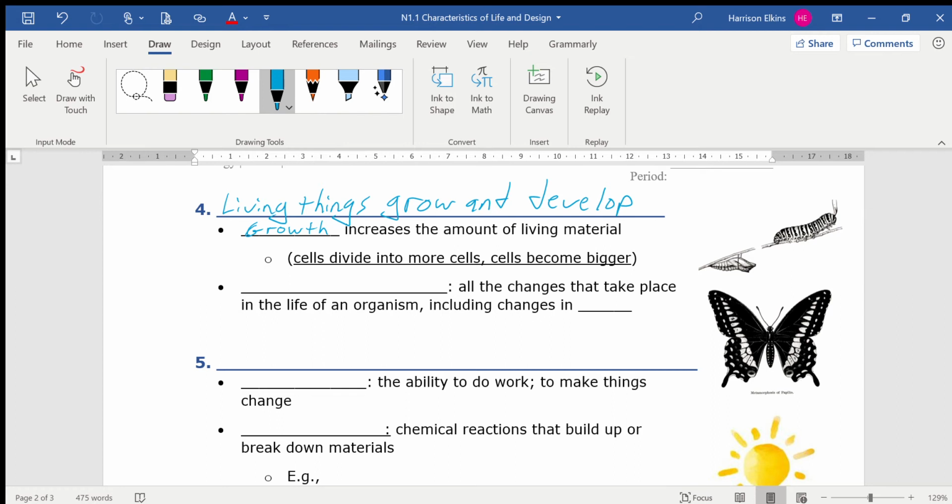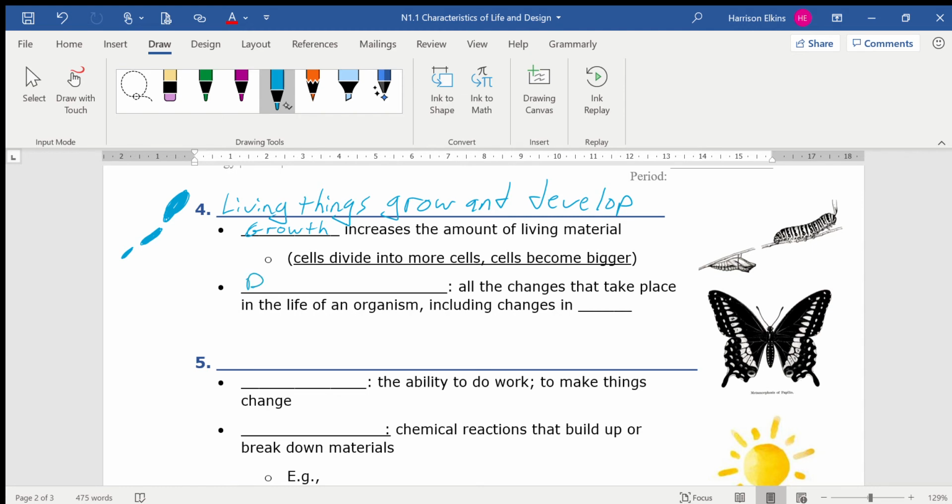So for instance, maybe I have a caterpillar and he's like this big one day, the next day he's this big, the next day he's this big. That's obviously growth. Living things grow. They don't stay the same size. Cells become bigger, they divide.